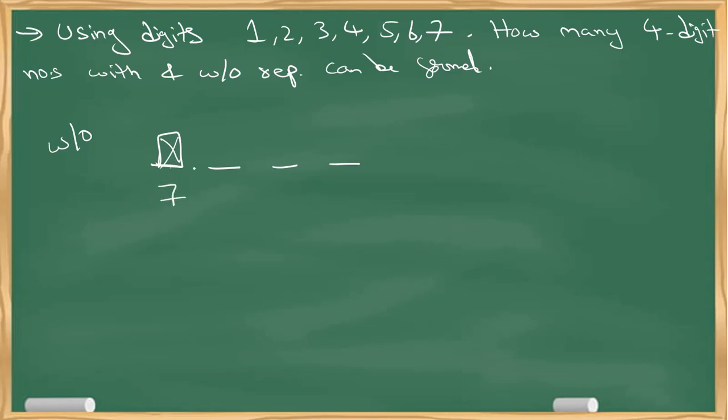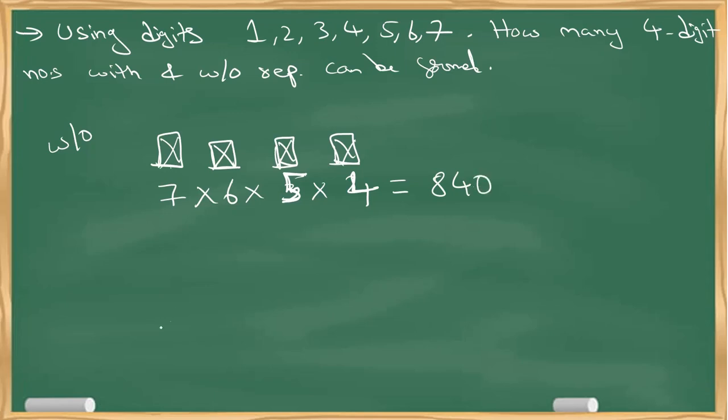So once a number is fixed, for this position, how many possibilities do we have? 6 possibilities. Then this position, 5, and this position, 4. So my answer is 7 into 6 into 5 into 4. So if you patiently multiply, you'll get 840.